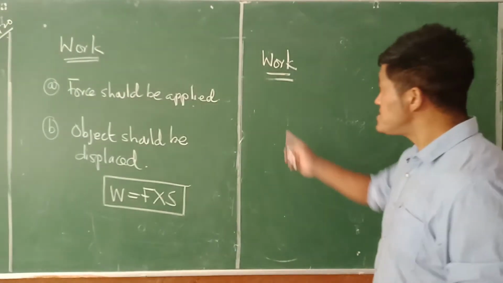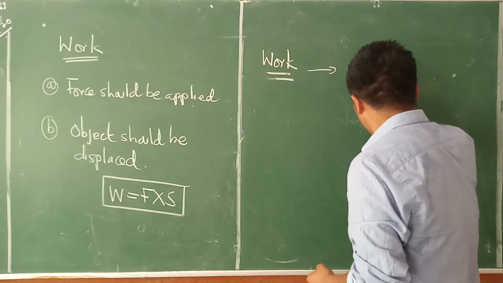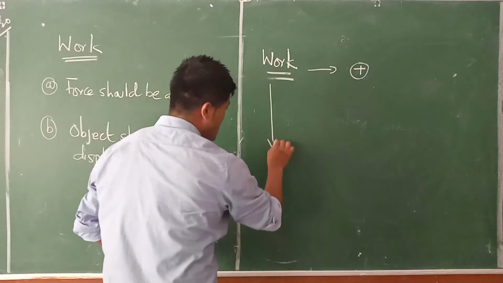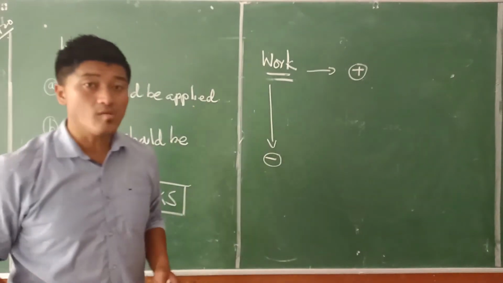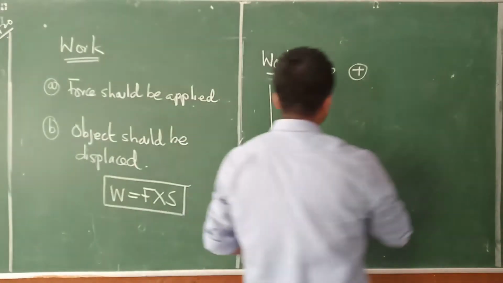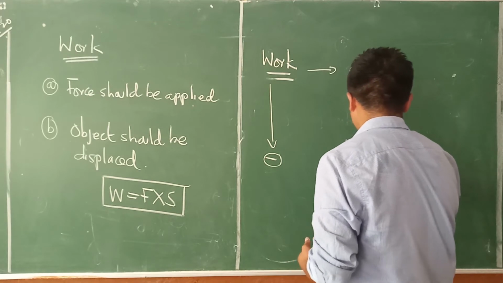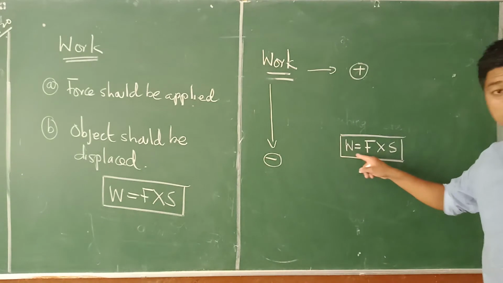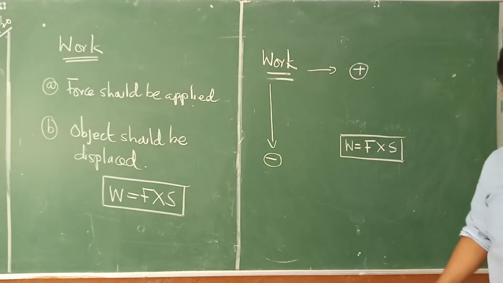Okay. Now this particular work done can become positive also. This work done can also come in the form of negative also. Then this work done can also come in the form of 0 also. Now let us have a look. Right? Now we knew that work done is equal to F into S. So let us have a look at the positive kind of work done.